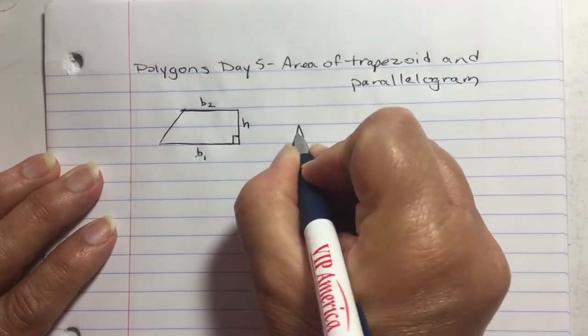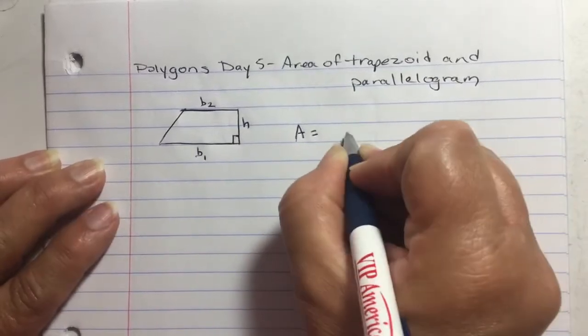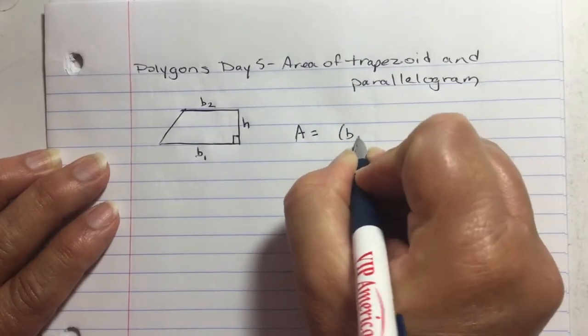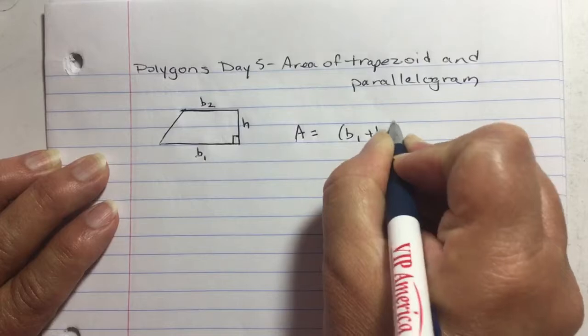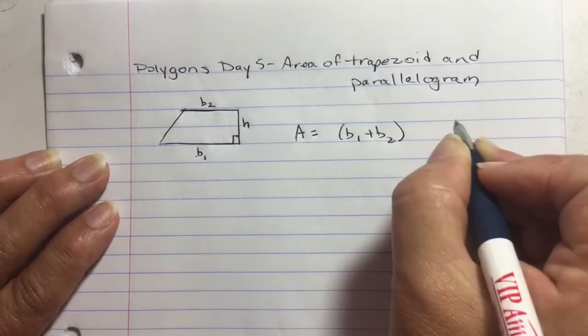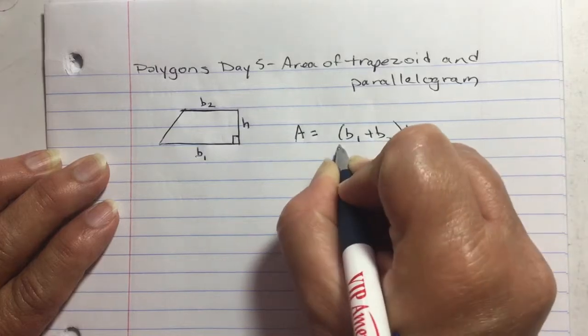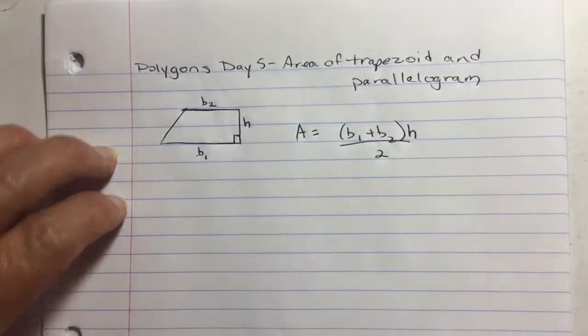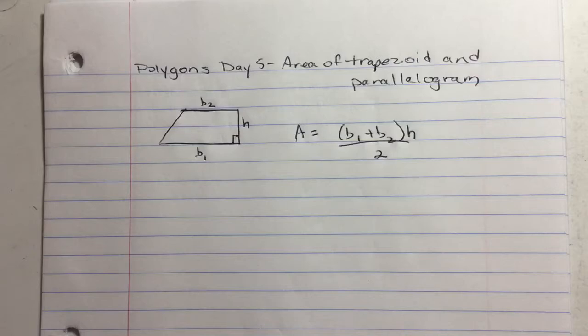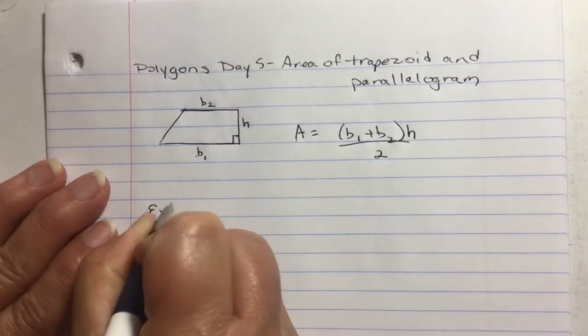Now, to calculate the area, what you're going to do is take those two bases and add them up, and then you're going to multiply by how tall it is, by the height, and then you're going to divide by 2. So it kind of feels like a triangle where you did base times height divided by 2, but in this case you'll need to add the two bases together. Let's do a couple of examples.